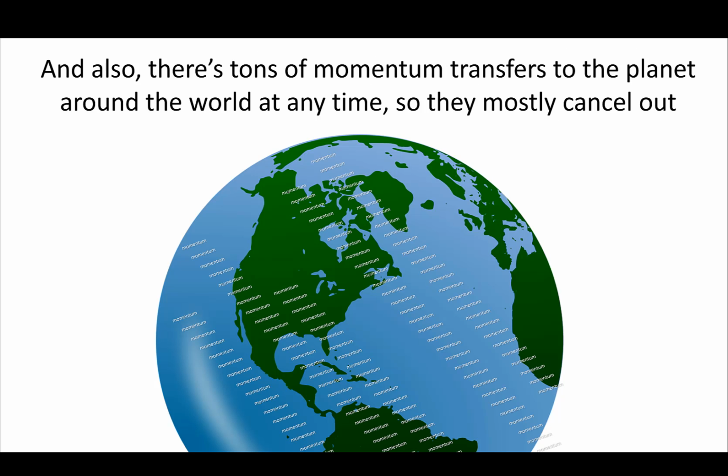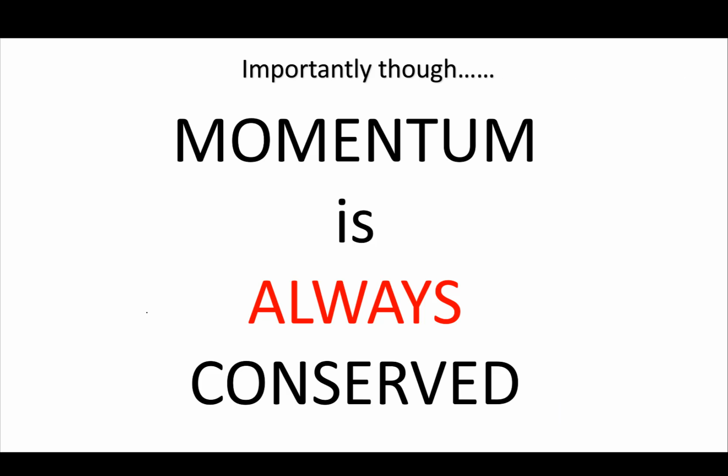So it's unnoticeable. And not only is it unnoticeable by itself, but there are also tons of momentum transfers on the planet around the world at any time, so they mostly cancel out. This person is hitting a pool ball this way, then this person is hitting a pool ball that way, and they all cancel out in the long run. So you're never going to notice it, but every time you move something, it will affect the motion of the Earth a teeny tiny little bit. Importantly, momentum is always conserved, always and forever.